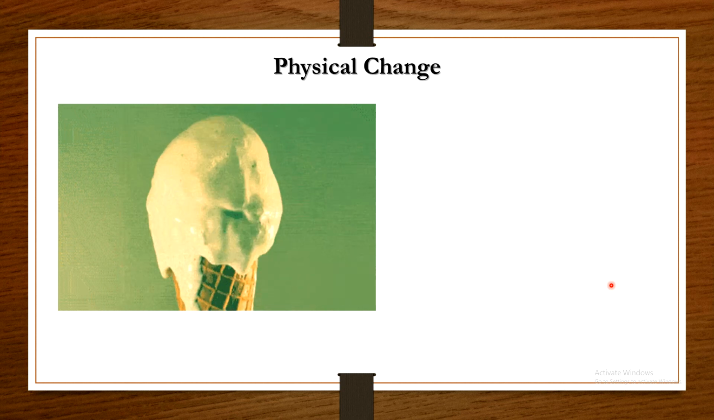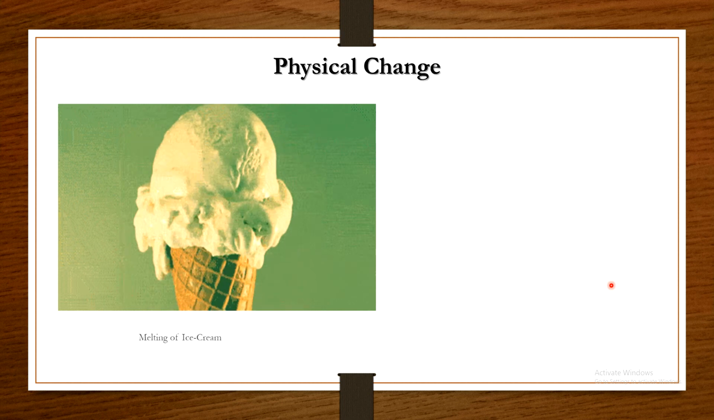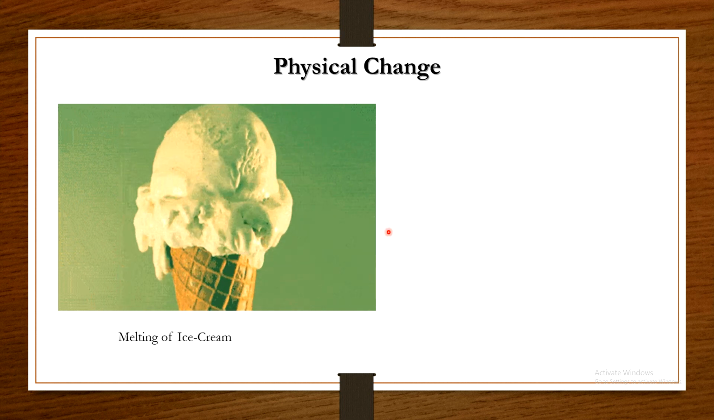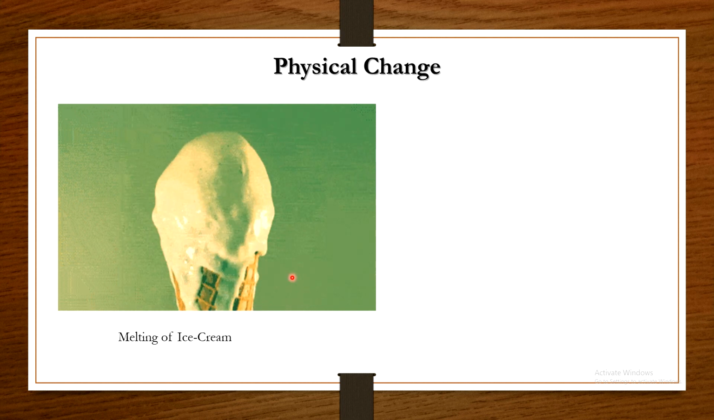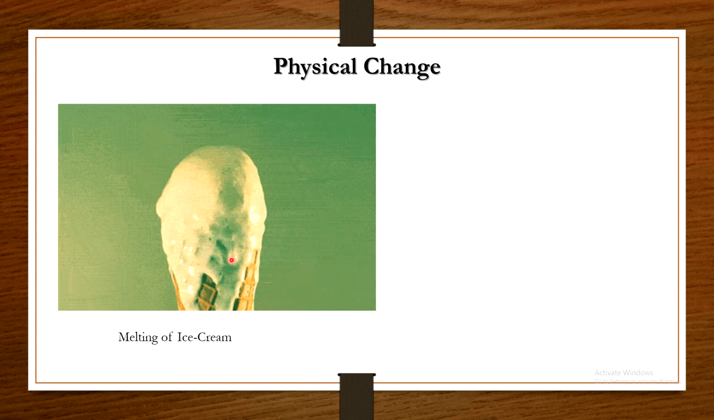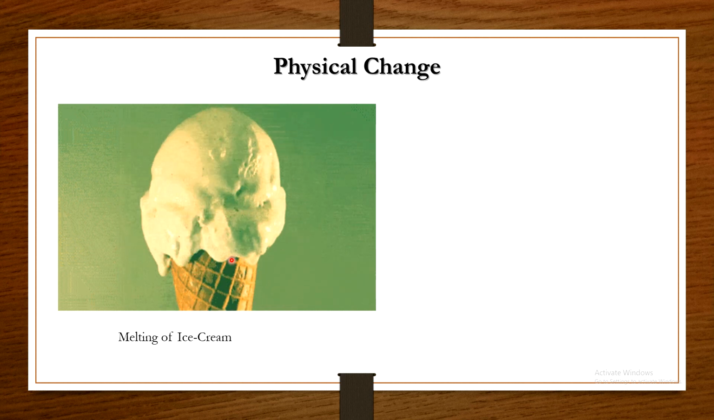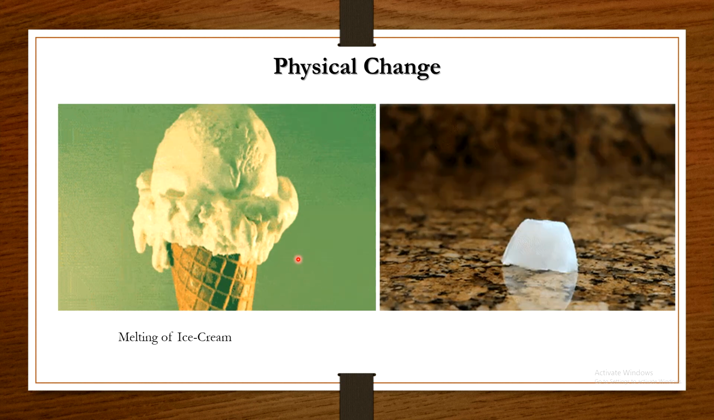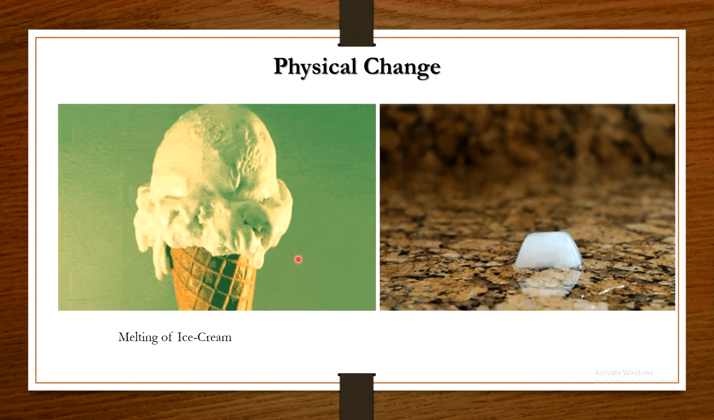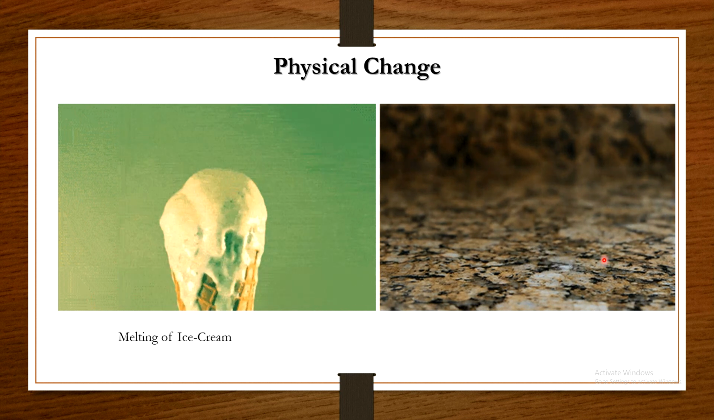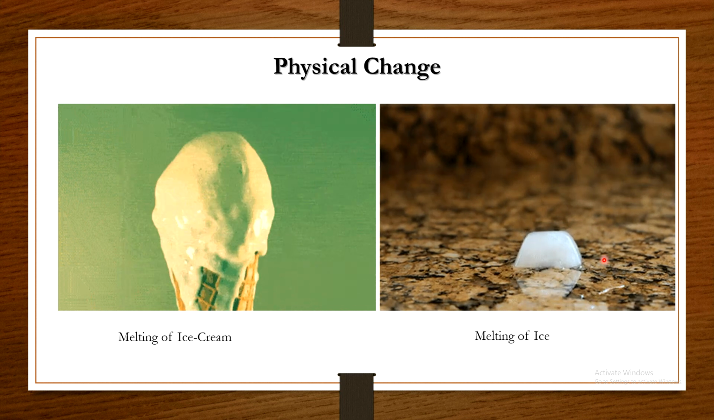This is an example of physical change. You can observe here the melting of ice cream. That means it just changes its state. If we refrigerate it again, it will gain its original state. So this is one type of physical change. There is no change in the composition of the substance. This is another example, melting of ice, and this is also a change in its state. So this is one type of physical change.